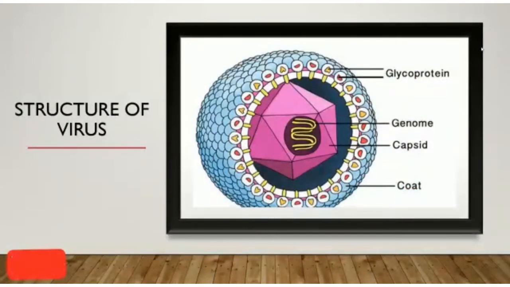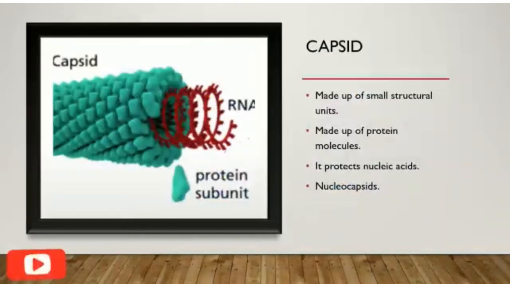This is the structure of viruses. The innermost part is the genome, which carries DNA or RNA, and that is surrounded by the capsid. The whole structure is surrounded by a coat, which consists of glycoprotein molecules. The capsid is composed of small structural units called capsomeres. It is made up of protein molecules. The capsid protects nucleic acid from inactivation by the outer physical conditions. The capsid and the nucleic acid together are called the nucleocapsid.